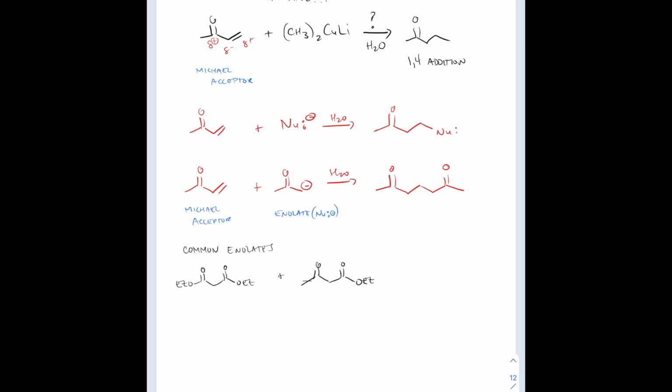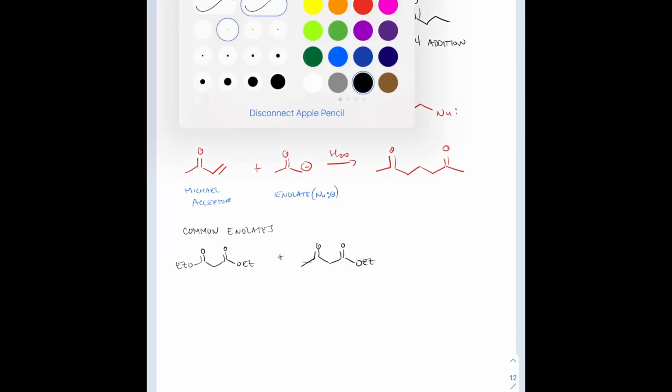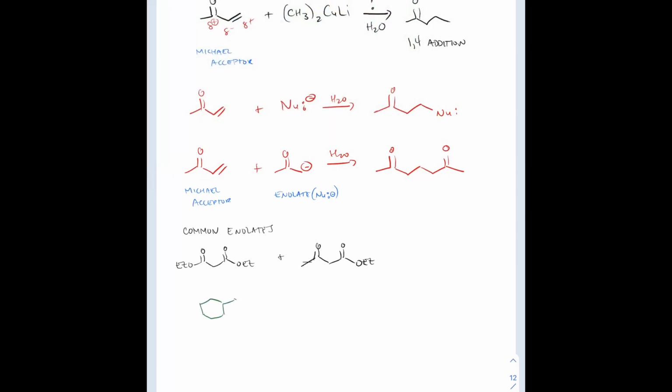So some common enolates are going to be this, the diester as well as the acetoacetic ester. And remember, these are common just because they're so easy to form, because the protons are very acidic and can be done with milder conditions, which ultimately is going to lead to less side reactions.